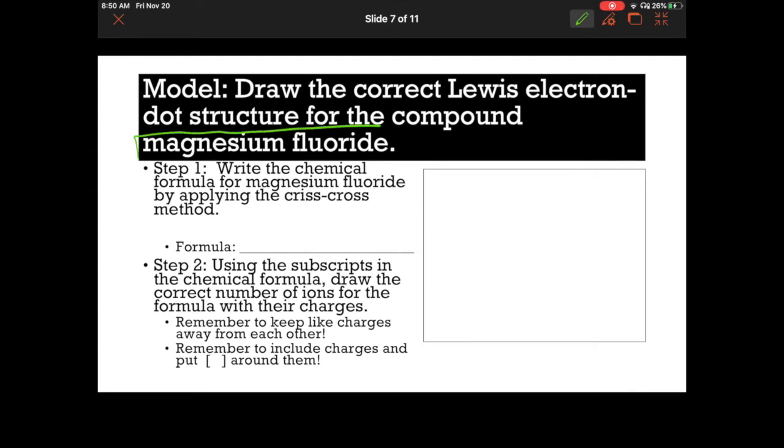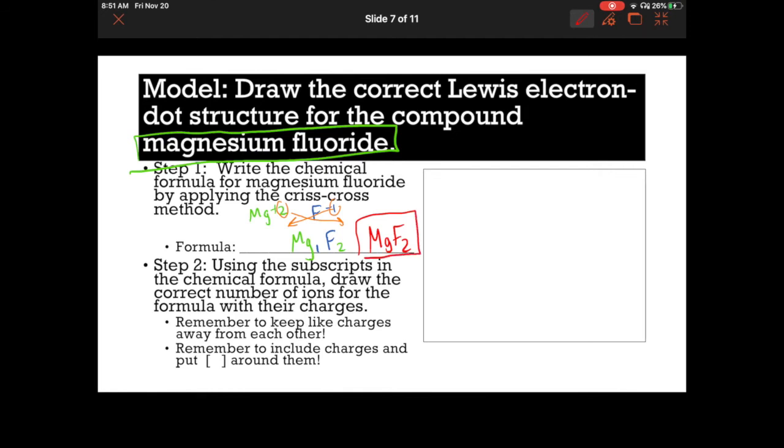So let's jump into an example. We're going to look at magnesium fluoride. Our first step should be, well, let's figure out what the formula is. So magnesium has that +2 charge, and fluorine has a -1 charge. So if you crisscross like that, you get Mg with the 1 from fluorine. You get fluorine with the 2 from magnesium. And again, we can simplify that and just write MgF2. So that would be our formula.